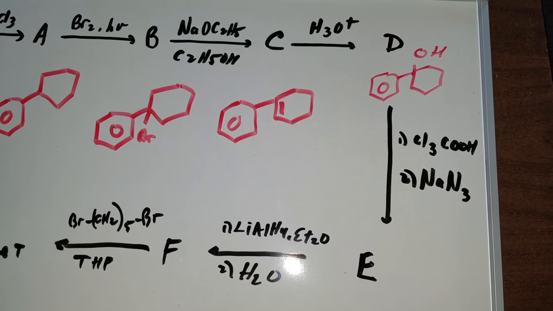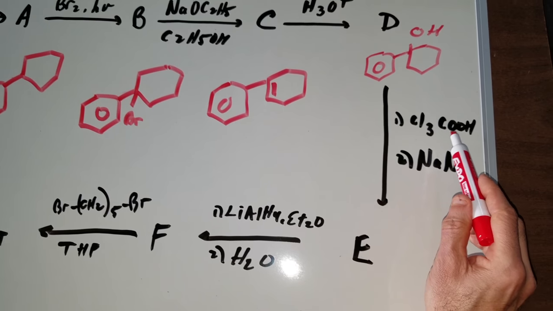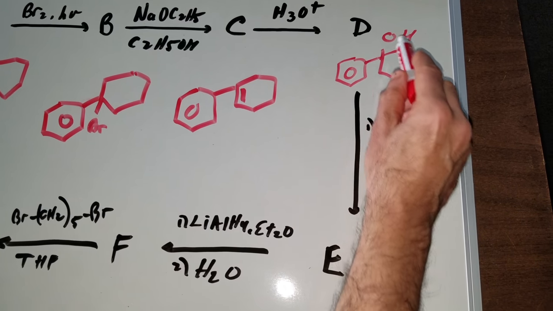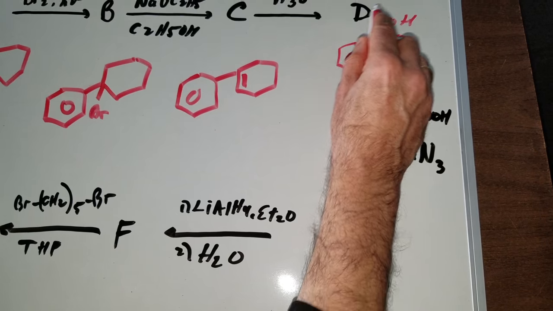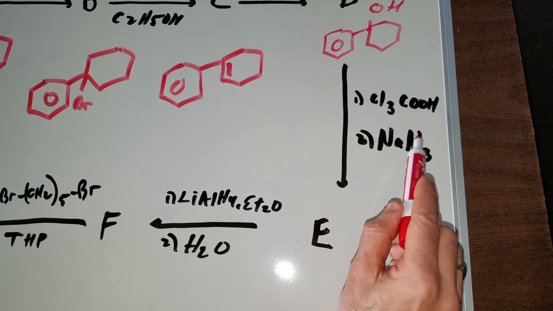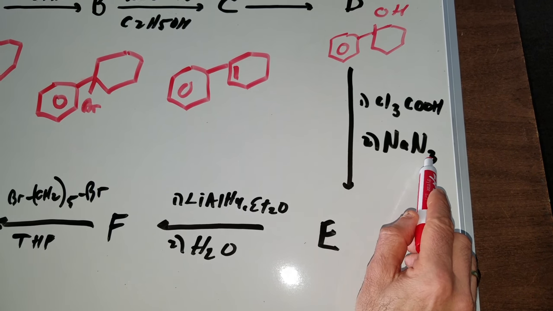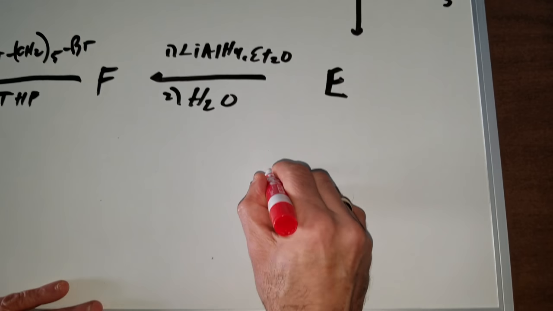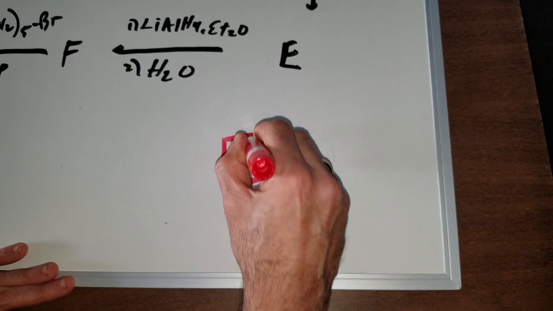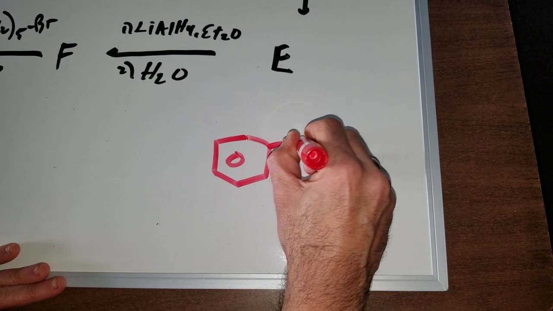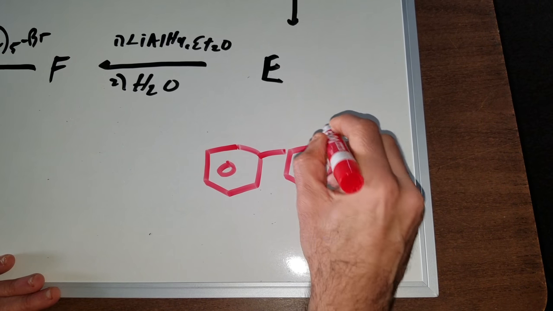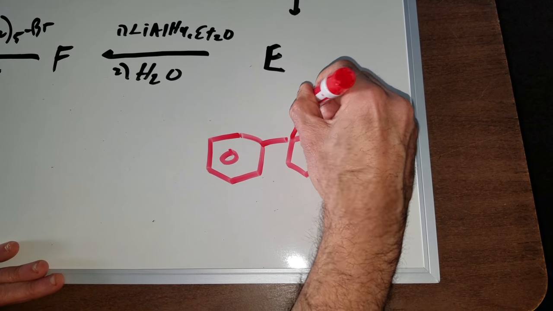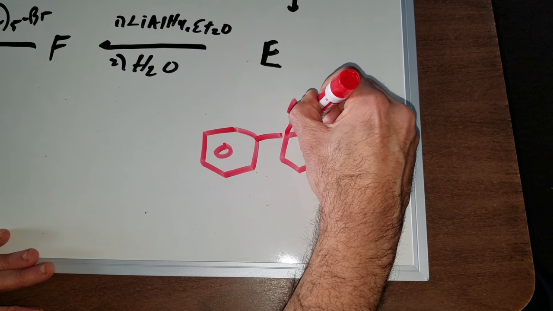Now, once we got the OH, Cl3COOH is just an acid, so it's going to protonate. We're going to dump out the water and form a carbocation. And then NaN3 simply comes in and finishes the job off as a nucleophile. So what that would do, it would give me this. We got this, and there's my N3.